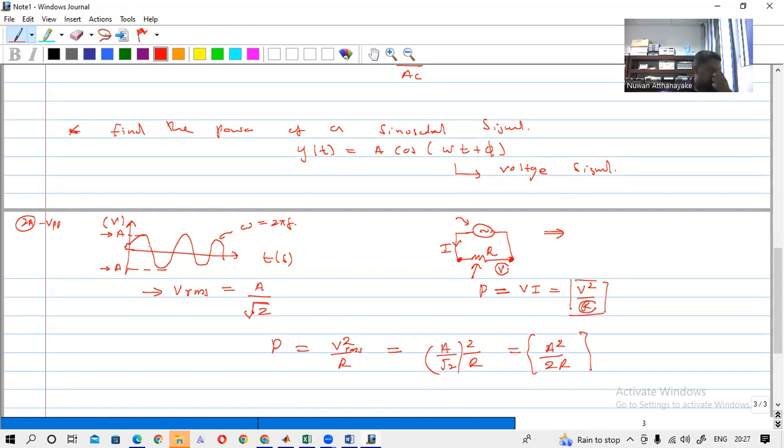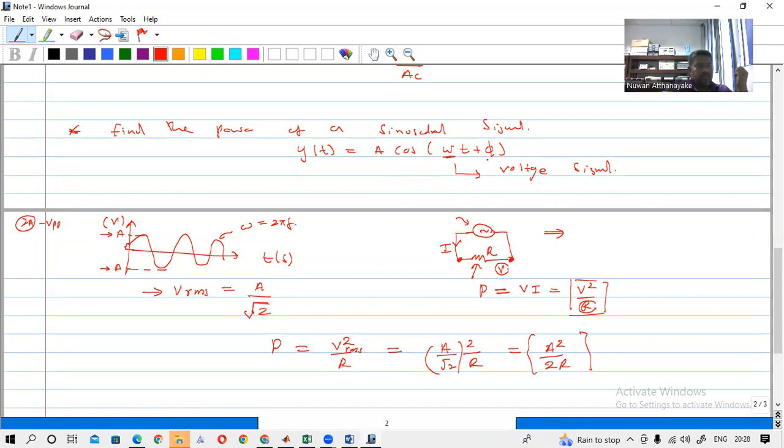If you send a sinusoidal signal, you don't need to consider the frequency or the phase. The power dissipation depends only on the amplitude. This is the only dependent parameter. The power will depend only on the amplitude parameter of the signal. So that is it.